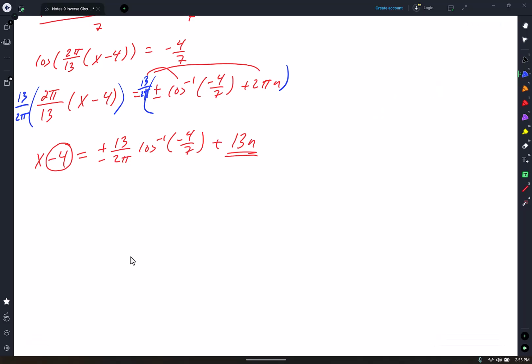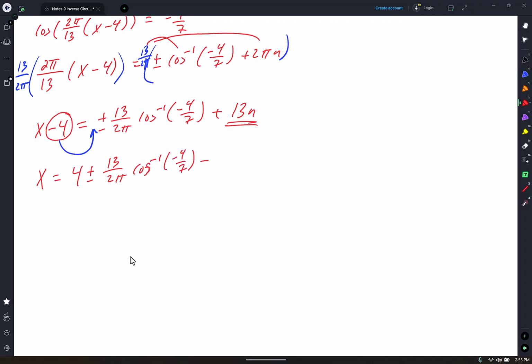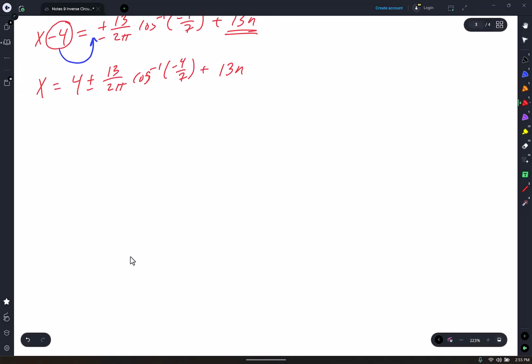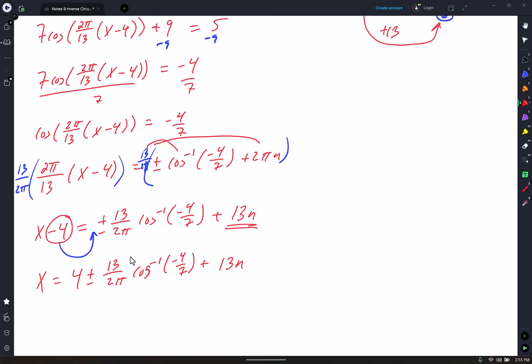All right. So here we go, guys. Move the negative 4 right in front right there so you'll never make a mistake. x equals 4 plus minus 13 over 2 pi arc cosine of negative 4/7 plus 13n. Do I still got white space? Perfect. I still got plenty. You guys ready?